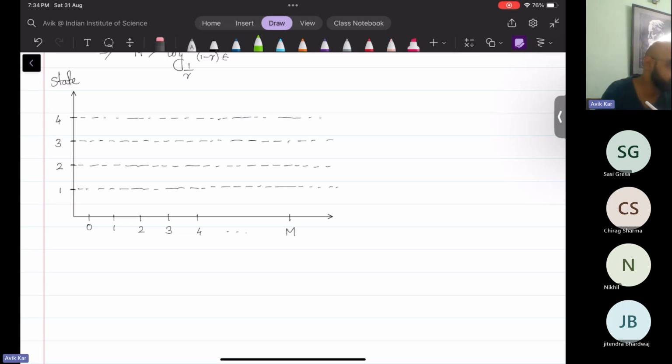So let's say we have two trajectories. Let me also draw some vertical lines. Let us consider two trajectories. The first one, at time 0, is in state 2. At time 1, it's in state 4. At time 2, again it's in state 2. Time 3, it's in state 3. Time 4, it's in state 4. And time n, it's in state 3 again.